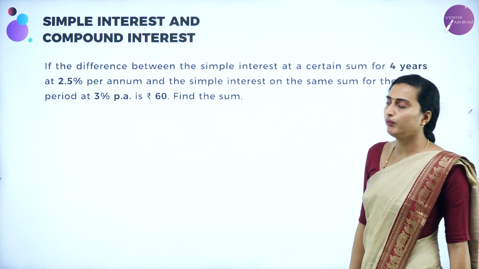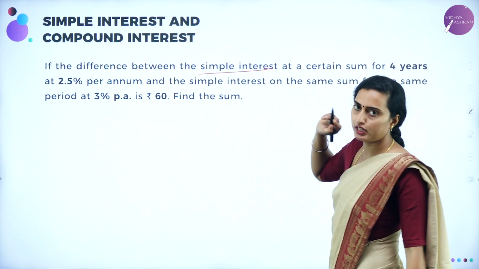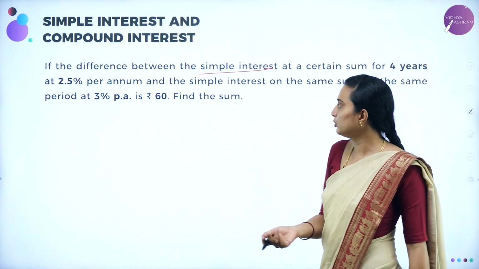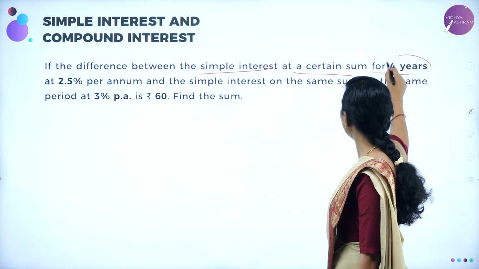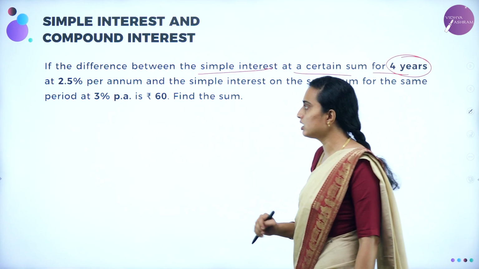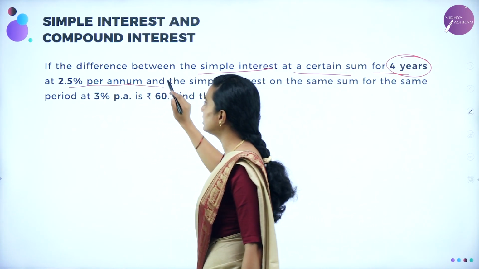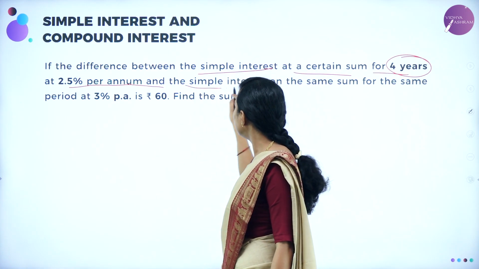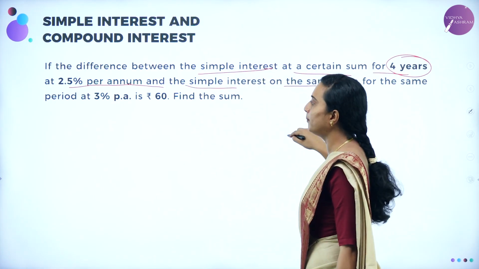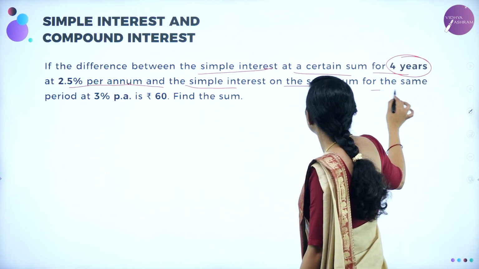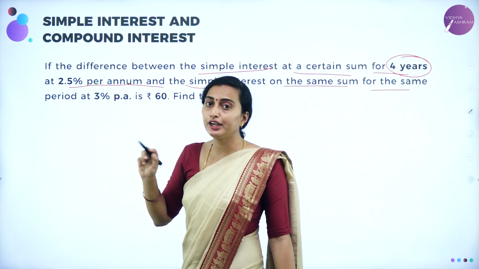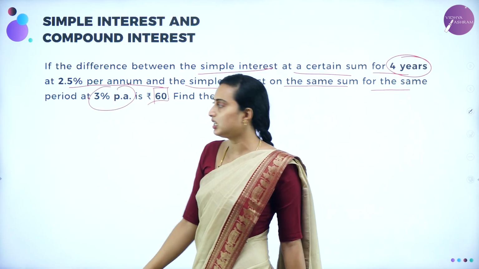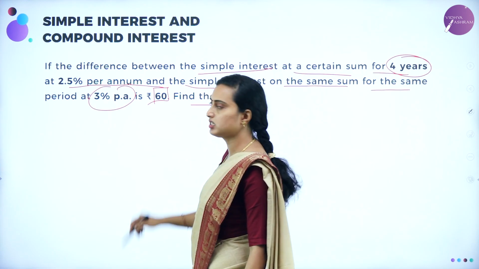If the difference between the simple interests, that is simple interest 1 minus simple interest 2, like that you can take, at a certain sum for 4 years, T is equal to 4 years, at 2.5% per annum, that means R is equal to 2.5% per annum, the simple interest on the same sum for the same period, but the rate of interest is 3% per annum, is 60 rupees. Find the sum, they have asked.